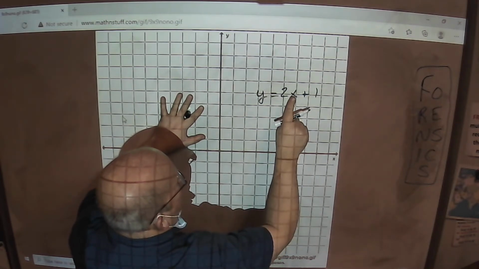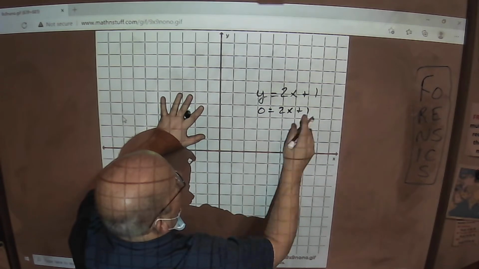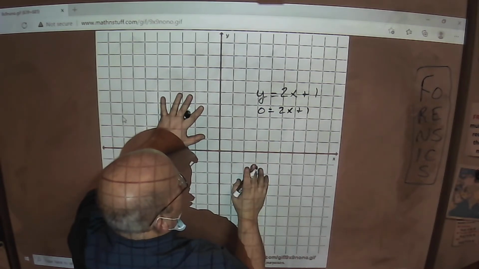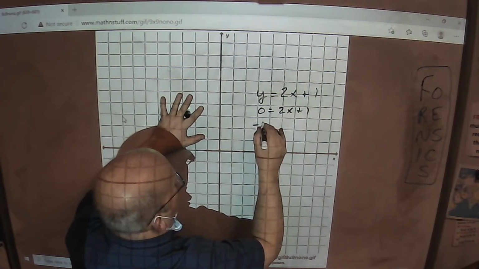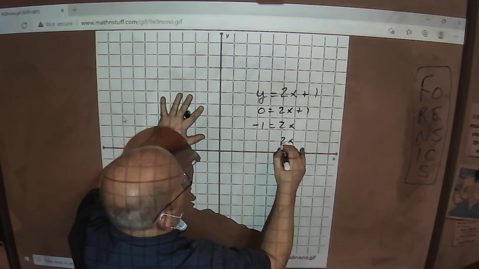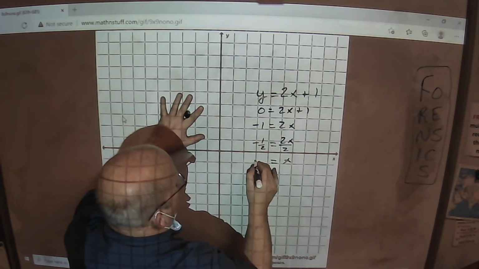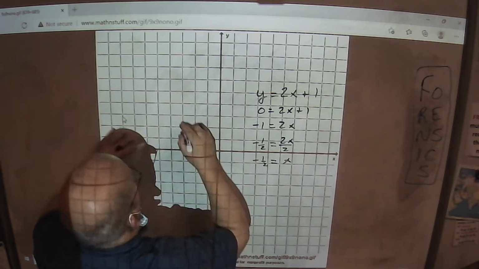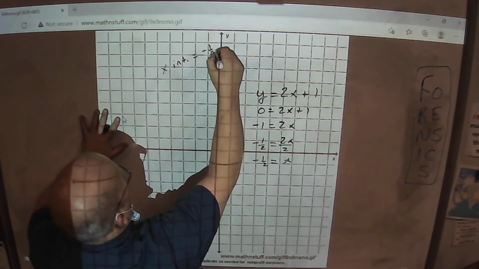If I want to find the x-intercept, I've been told to make the y into a 0 and solve for x. Okay, how do I get x by itself? Let's subtract 1 from both sides of the equation. And then let's divide both sides of the equation by 2. And x ends up being negative 1/2. So my x-intercept is negative 1/2.